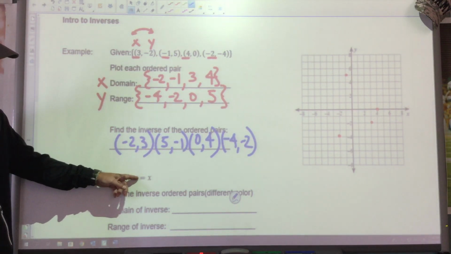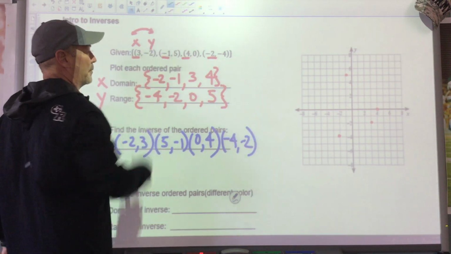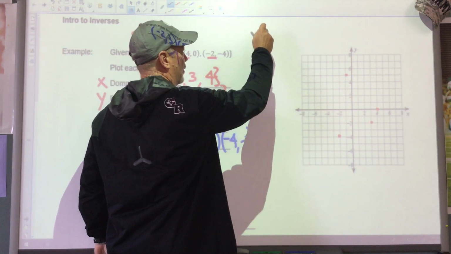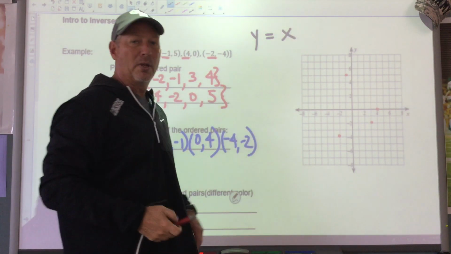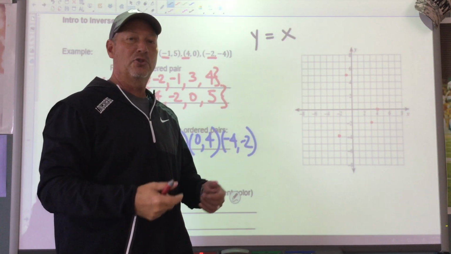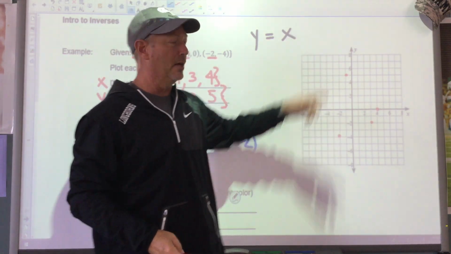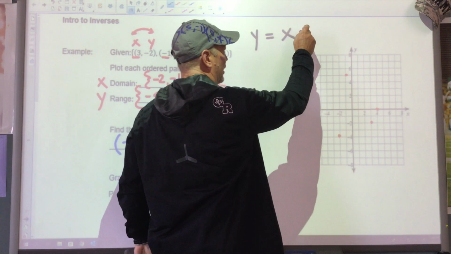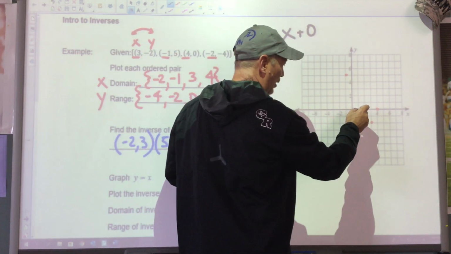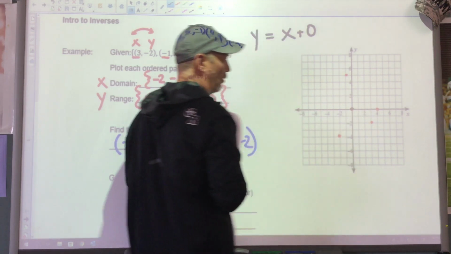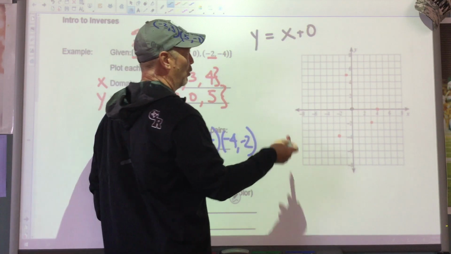They're going to ask us to graph this equation, y equals x. Normally, when we graph a line, we ask you to start with the y-intercept. But there's nothing here for your y-intercept. So remember, we would put a plus 0 for that invisible 0. So we would start here at the origin, or 0, as my y-intercept. And then we would apply the slope.